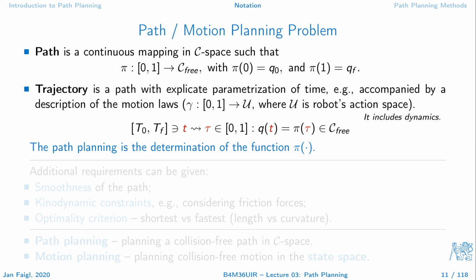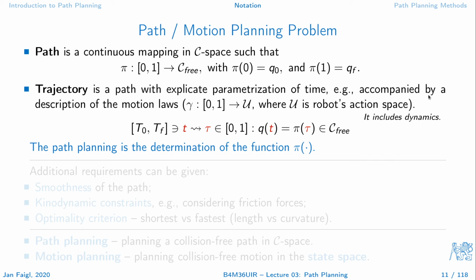So, but regarding the taxonomy or notation, a path is a continuous mapping in a C space such that we have some initial location that we will denote 0 and the goal location we will denote 1 to the C free. So this is a curve, a continuous mapping of the C space. So we map the interval 0 to 1 to a curve in a configuration space. And we can consider that the trajectory is a path that is explicitly parameterized by time.